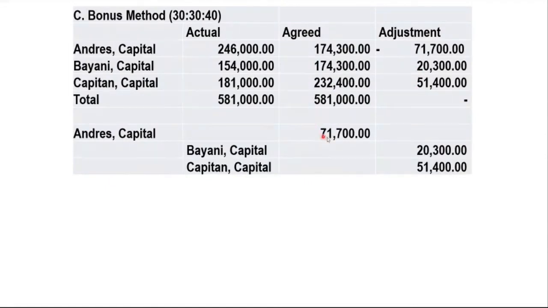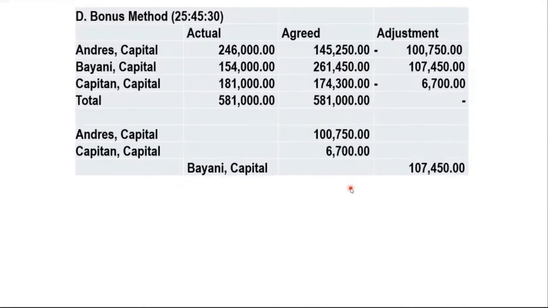So what will be the adjustment? Ang negative ay si Andres. So ito yung i-debit natin. Tapos positive yung adjustment ni Bayani and Kapitan. So they will be credited naman here. Okay? So ganun yung ating bonus method doon. Okay? Diretso na tayo sa letter D. Okay. So letter D will have the same process.